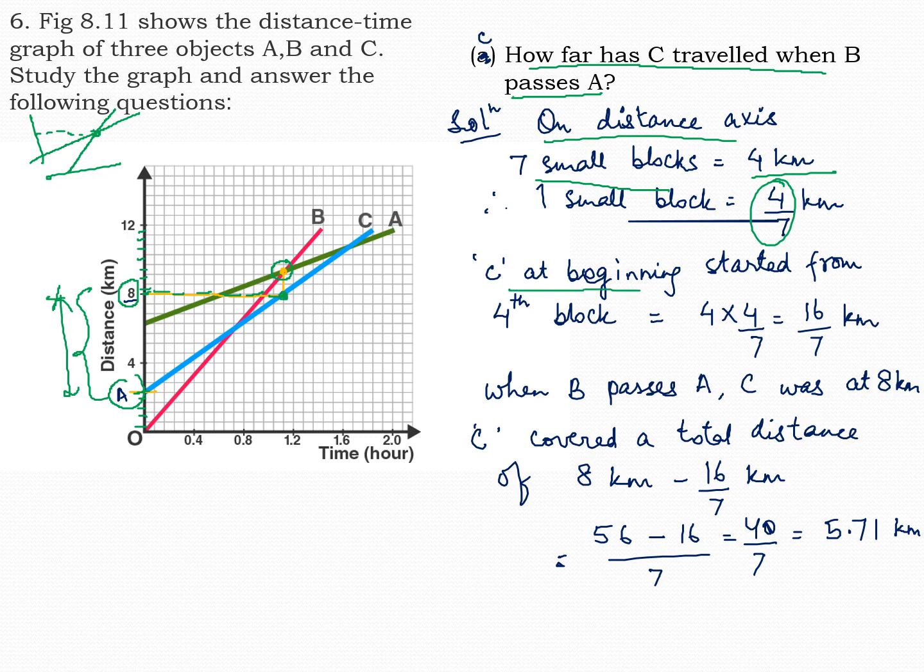Now C at the beginning started from the fourth block. So what is the distance of the fourth block? Fourth block will be 4 into 4 by 7, that is 16 by 7 kilometer is the starting point. This A is actually 16 by 7. When B passes A, C was at 8 kilometer. So C covered a total distance of 8 kilometer minus 16 by 7 kilometer, that is 5.71 kilometer. Getting?